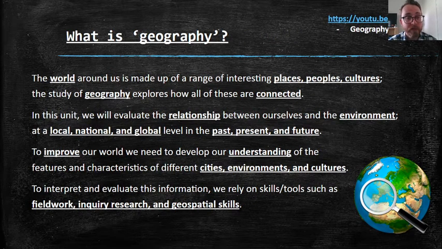Well, what is geography? The world around us is made up of a range of interesting places, peoples, and cultures. The study of geography explores how all of these are connected. So basically everything outside your window, the animals, the plants, trees, people, places, all of it is connected, and all of it is geography. And geography is about looking at how it's all working together, how we all function to make the world go round. In this unit, we will evaluate the relationship between ourselves and the environment at a local, national, and global level in the past, present, and future.